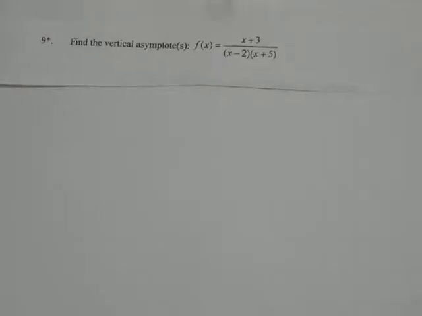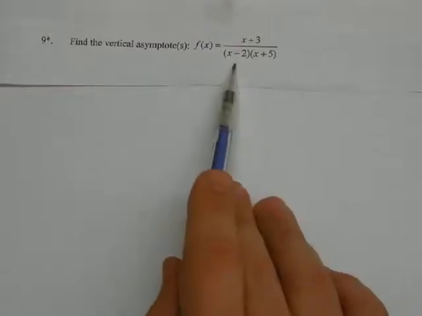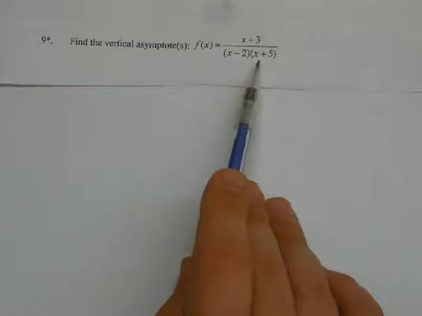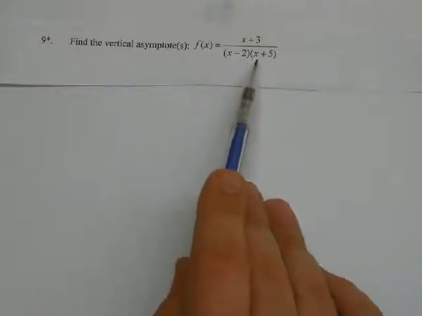Number 9. Could be one of the easier problems on this review. I did notice, however, that a lot of you wanted to multiply these together. Well, that's actually counterproductive because vertical asymptotes occur when the denominator is equal to 0.